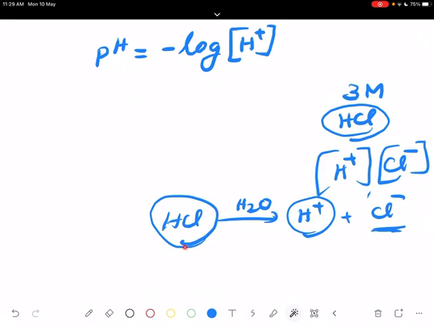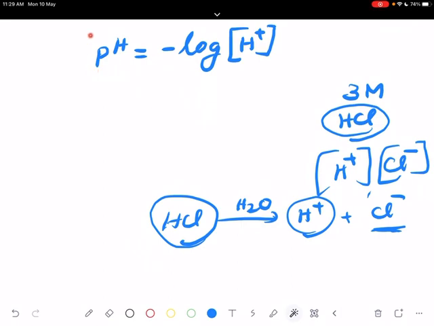This means the number of HCl molecules that you are taking will be equal to the number of H plus ions. We don't want the Cl minus ions. We want only the H plus ions, because pH is equal to negative logarithm to the base 10 of H plus ions. Now, if you are supplied with this concentration, you can calculate the pH. The pH value ranges from 0 to 14.